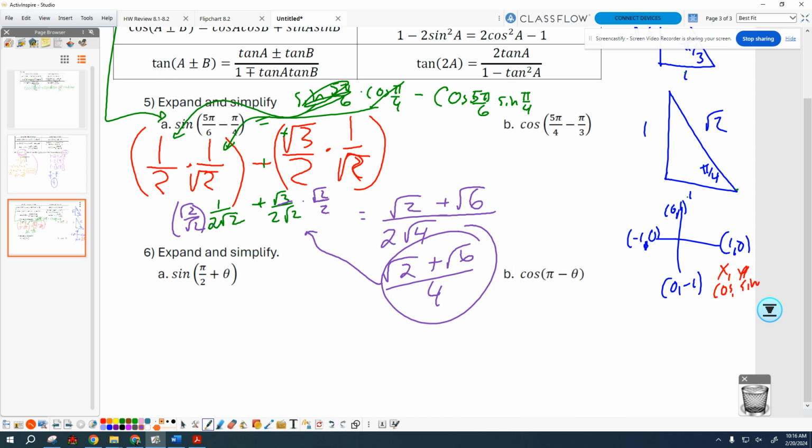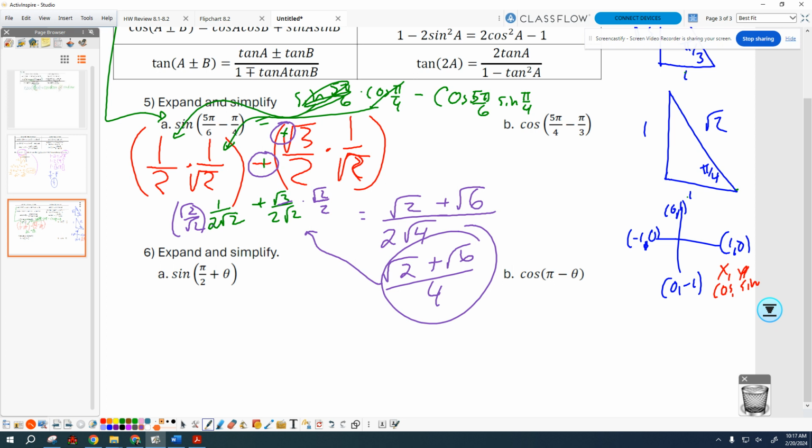Wait, how did it become addition? Because I was subtracting a negative. So I canceled it. Oh, that's negative square root. Yep, because cosine of 5 pi over 6, cosine in the second quadrant, is negative. That's good to go. So the rest of these are very similar.